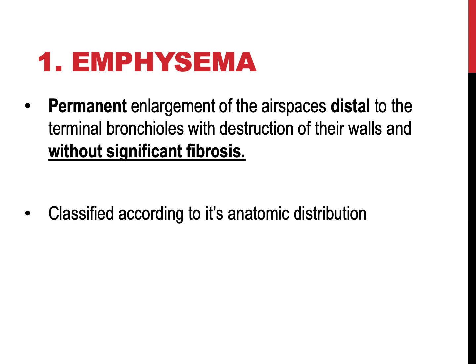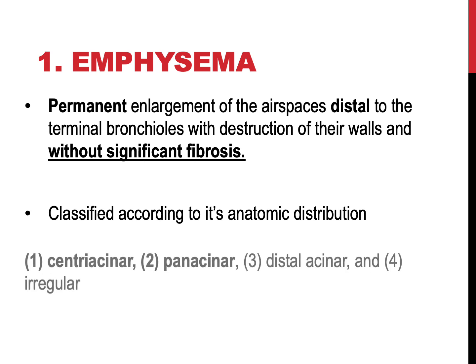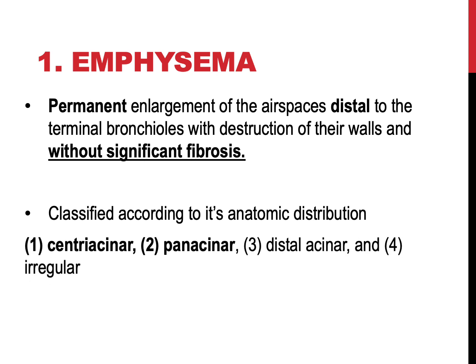Emphysema can be classified according to its anatomic distribution into the following types: centriacinar emphysema, panacinar emphysema, distal acinar emphysema, and irregular emphysema. However, the significant airway obstruction is associated mainly with the centriacinar and panacinar types.